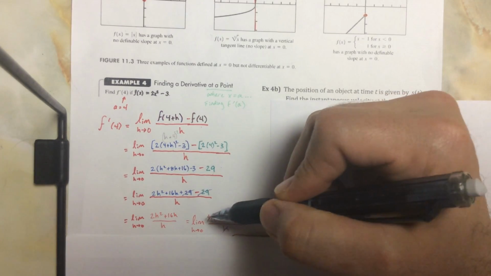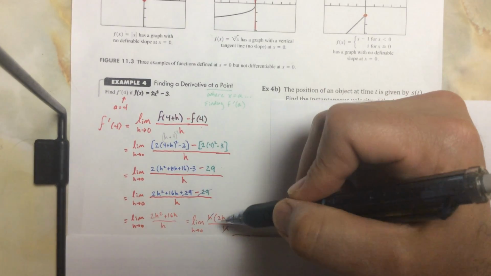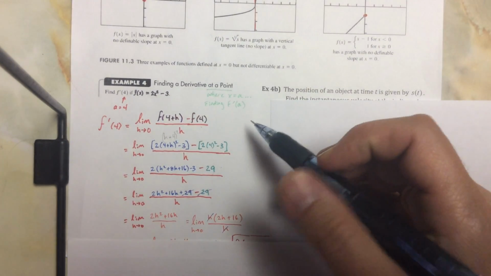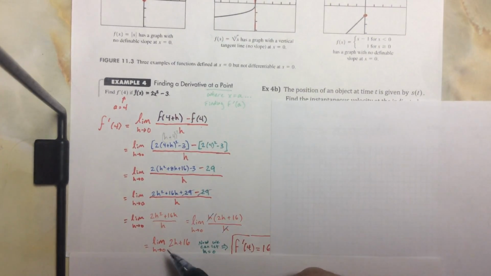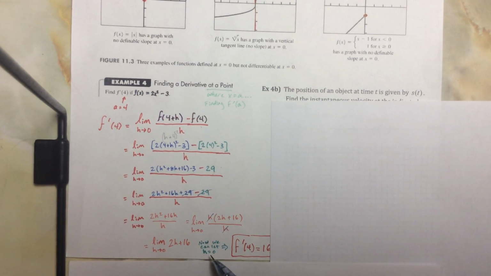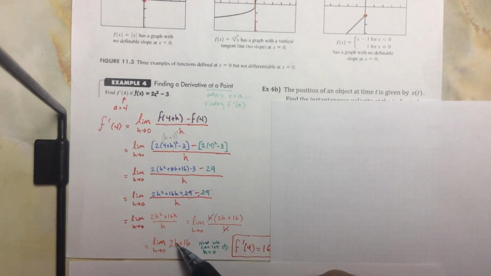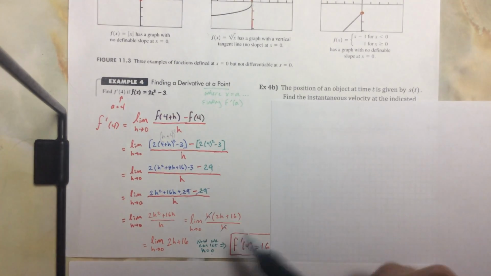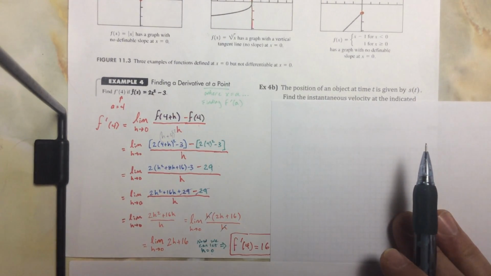So we can pull the h out, and I'm showing a lot of steps here because I want you to see what's going on. Pull the h's out, they cancel out, and we are finally left with a function here, 2h plus 16, that we can finally put 0 into. So if we put 0 in here for h, that cancels out, and you're left with 16. So we know that the slope of the tangent line at 4 is 16.